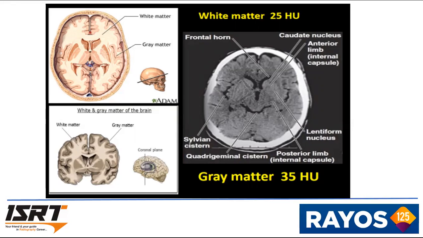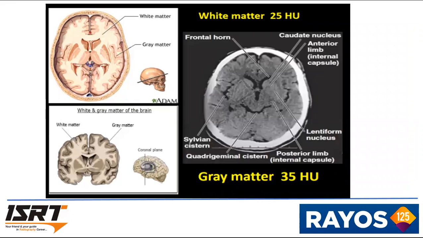or myelin covered. Since the gray matter is denser than white matter, it appears relatively hyperdense. That means whiter than the white matter in the CT image. So gray matter, you can see the outer coating here, the gray matter, and the gray matter is a little bit denser than white matter. That means the denser gray matter will attenuate more X-rays and hence it appears a little bit whitish compared to the white matter.